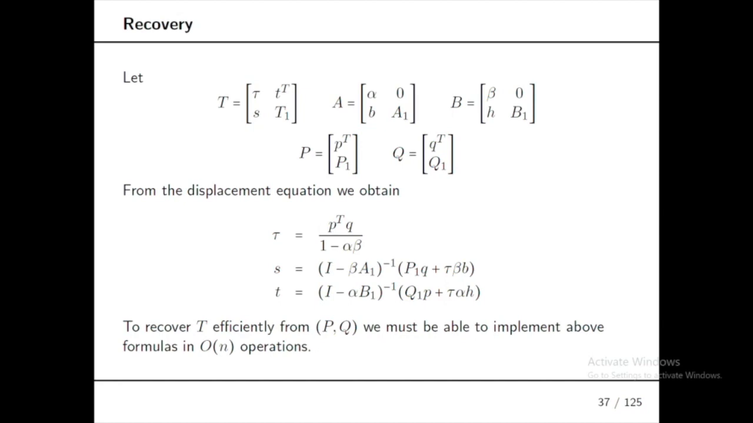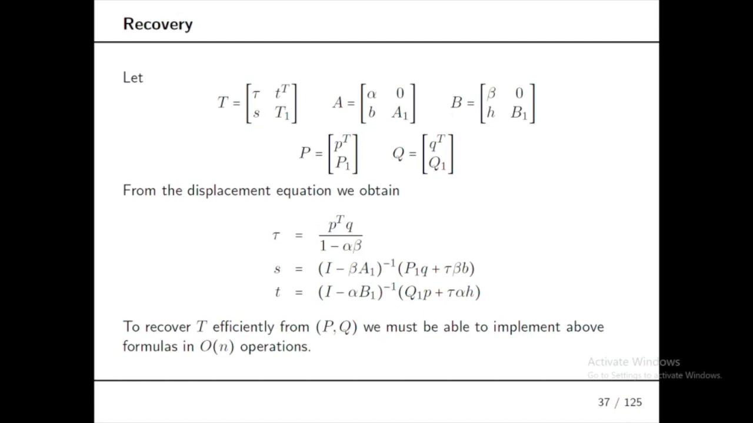So here I show a block partition of T where tau is a scalar, S is a column, and T is a column too. So the first row and first column. And I've also broken up A and B. I've assumed that they're lower triangular now. Otherwise, we can't invert operators, right? And I've partitioned P and Q conformally. So little p and little q are just single columns. They're the first row of the right-hand side. Then if you just work through the displacement operator equation, you'll see that you can actually solve for tau, the first column of T and the first row of T through these equations.